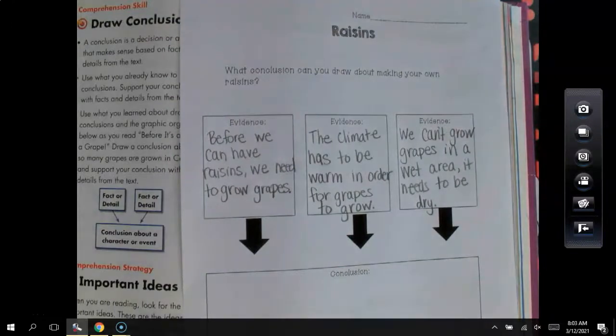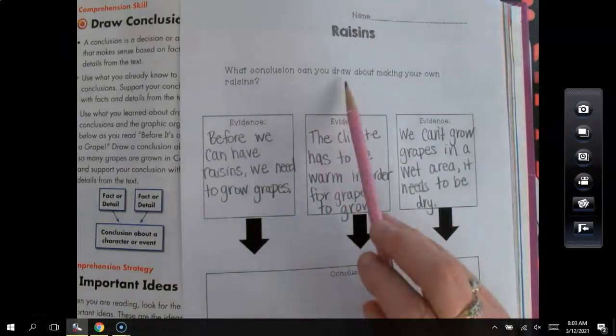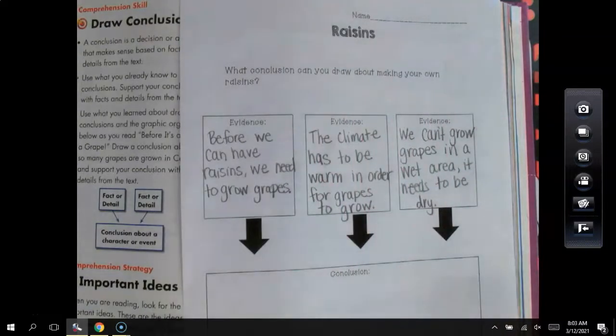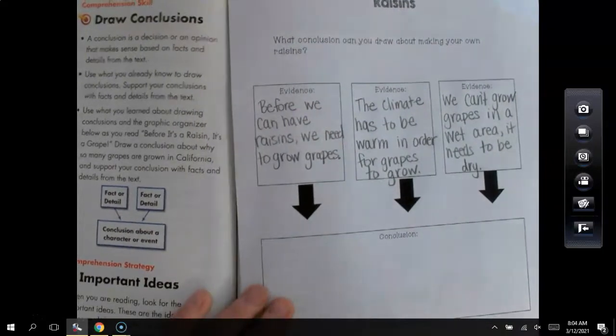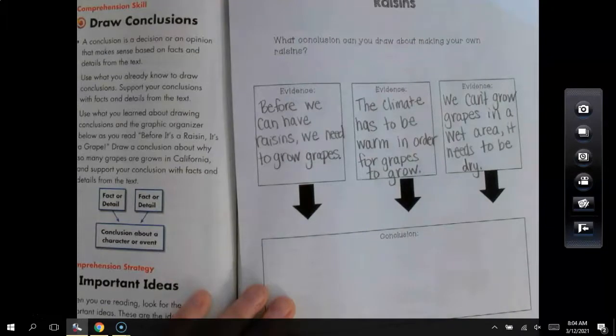Now, based on this information, the evidence that we came up with, let's go back to our question. What conclusion can you draw about making your own raisins? Well, number one, I know that before we can even have raisins, I need to grow grapes. And it has to be warm and dry. That's a lot of hard work. Before I can even have the product that I want, I have to grow something else in order to get my product. So my first thing that I can conclude is that making our own raisins is going to be hard work.